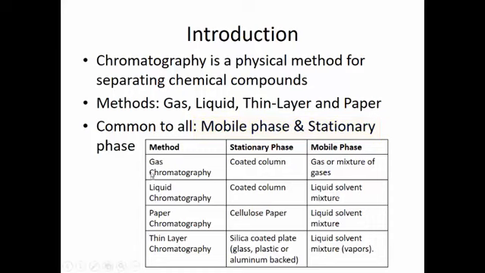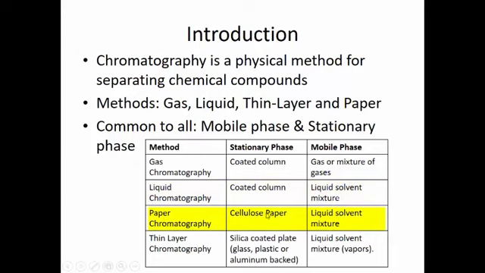So let's look at the different methods. For gas chromatography, your stationary phase is a coated column. There's lots of different types of columns that you can use in a gas chromatogram. And then the mobile phase is gas or a mixture of gases. The stationary phase for liquid chromatography is a coated column. It's not the same type of column that you use for gas chromatography, but it is a column that's connected to the instrument. And the mobile phase in this case is a liquid solvent or a mixture of solvents, some type of gradient. Paper chromatography, the stationary phase is cellulose paper.